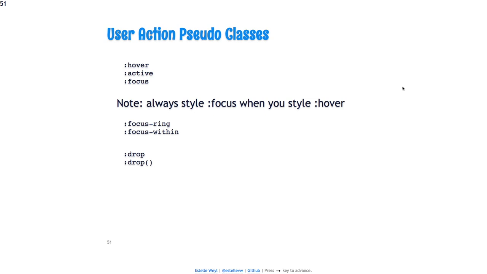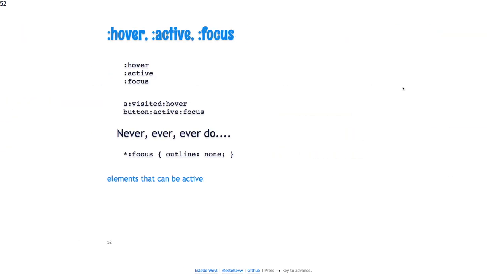I'm sure a lot of you tab through stuff too, and you want to know where you are. Because carpal tunnel is just almost so much fun. So focus ring and focus within is coming. And then we also have drop areas. And I'm going to, okay, hover, active, focus. You can do something that is visited and currently hovered, or a button that is active and has focus.